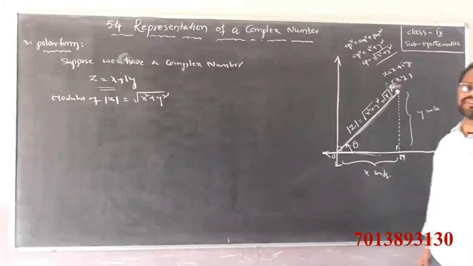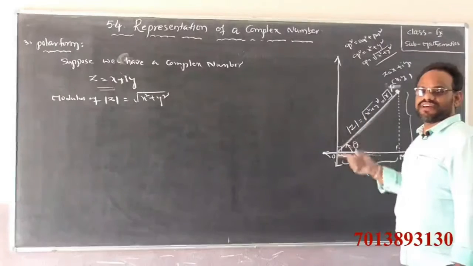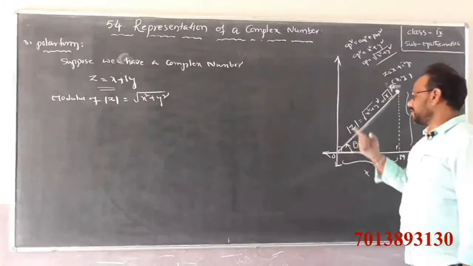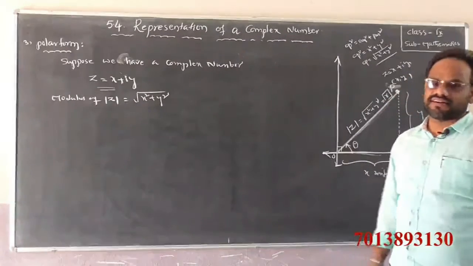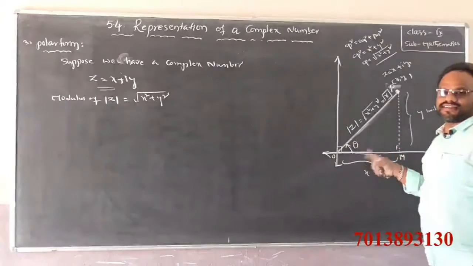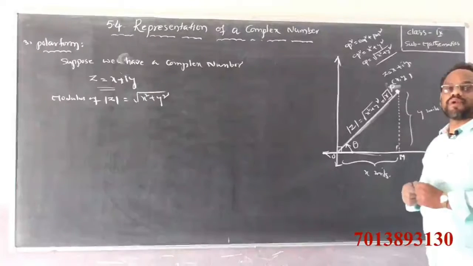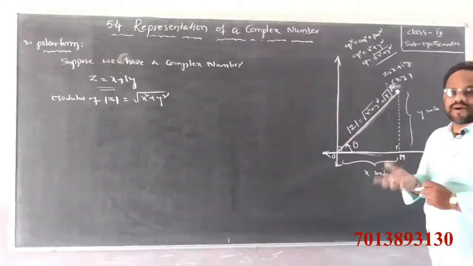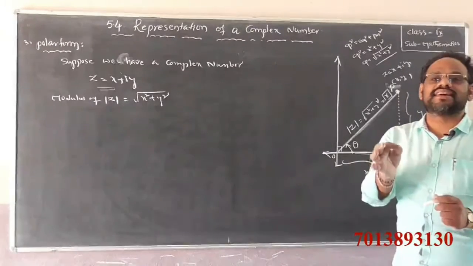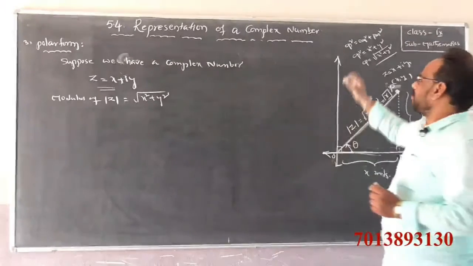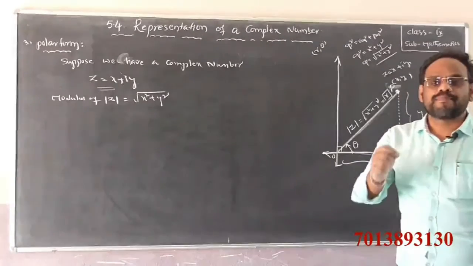Already we discussed that the modulus of Z is the length of the distance between O and the point P. Mod Z is equal to the square root of X square plus Y square, which is nothing but the radius. So when they give radius and theta, how do we represent the complex number? That form is called polar form. When the complex number is represented in r comma theta, they are called polar coordinates.